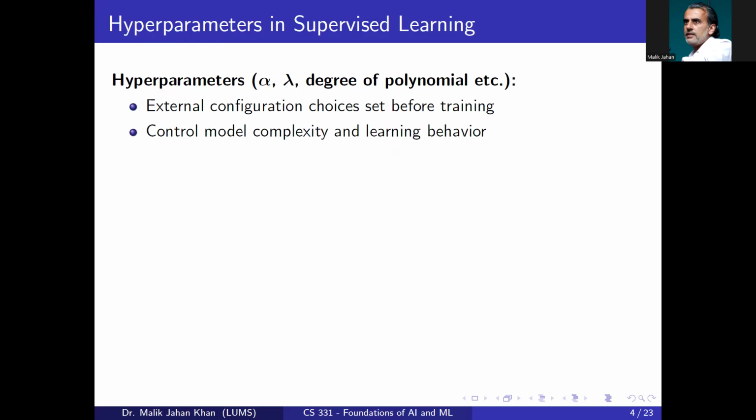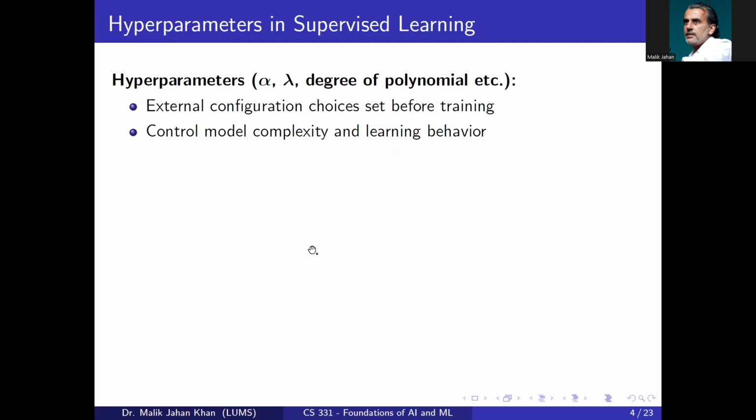So these hyperparameters primarily control the model complexity and the learning behavior. For example, in our previous discussions, we did talk about the role of alpha. If we choose a larger value of alpha, what kind of impact may it have? A reasonably large value of alpha might be unable to make the algorithm converge to the global minima in terms of the loss function, right? And at the same time, choosing a very small value of alpha might make it very slow, because it will start taking very tiny steps towards the optimal point.